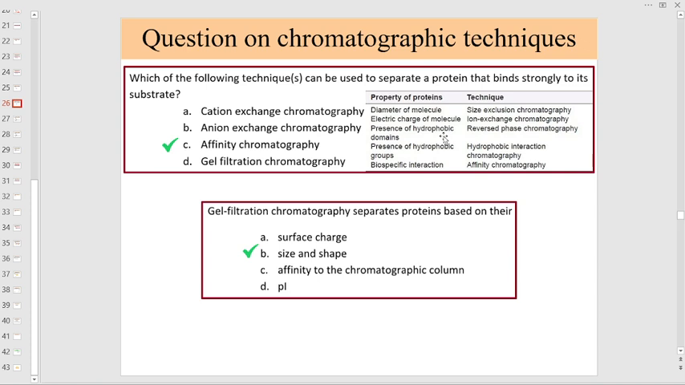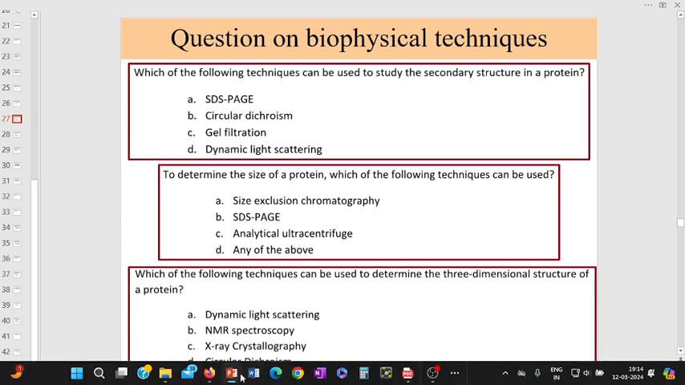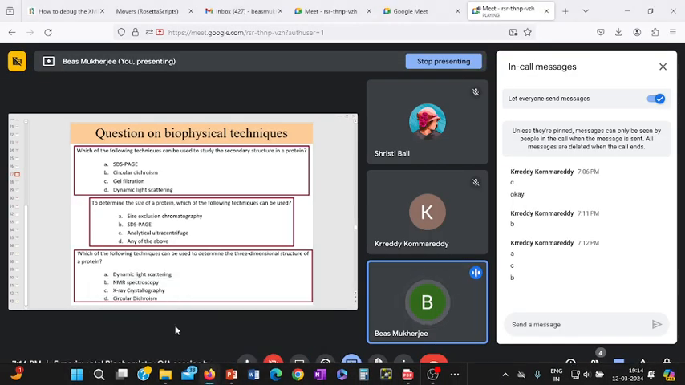So if you keep this tiny table in mind, you will be able to solve most questions of chromatography very easily. For gel filtration chromatography, the proteins are separated based on size and shape. Now there are 3 different questions on the next page. Let's have a look at them.